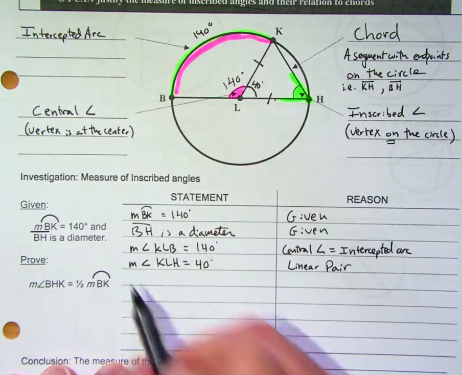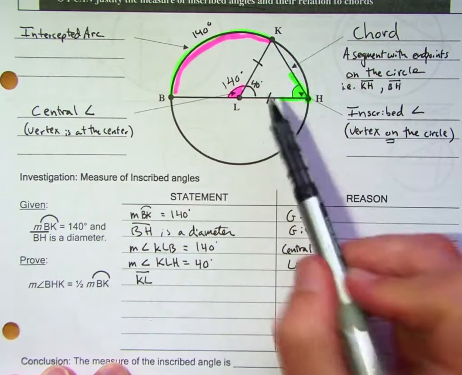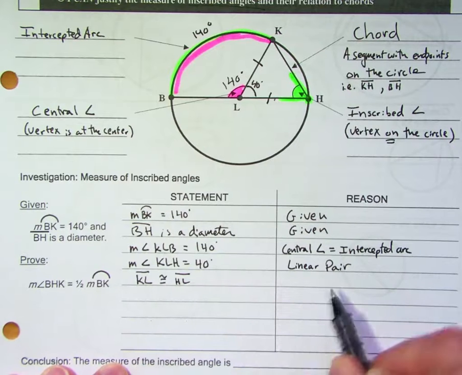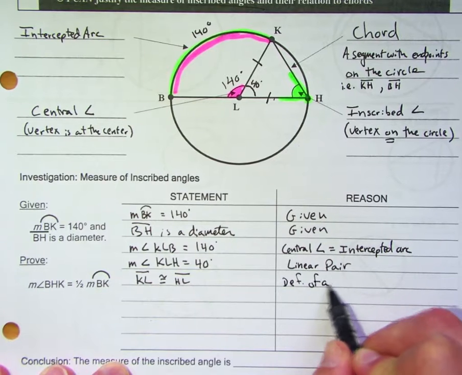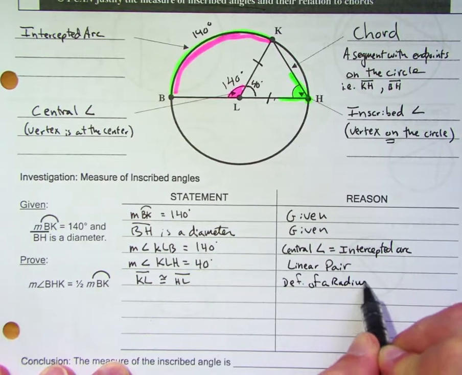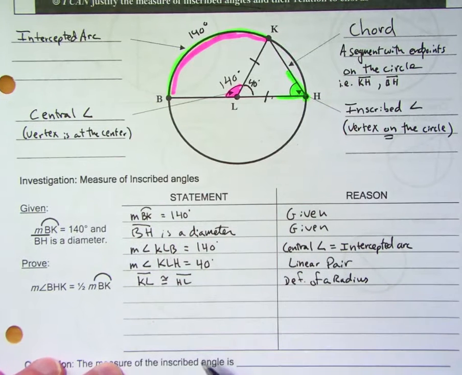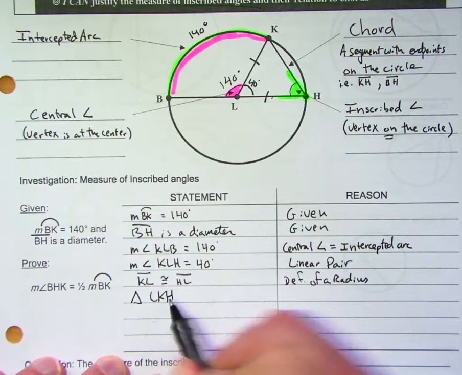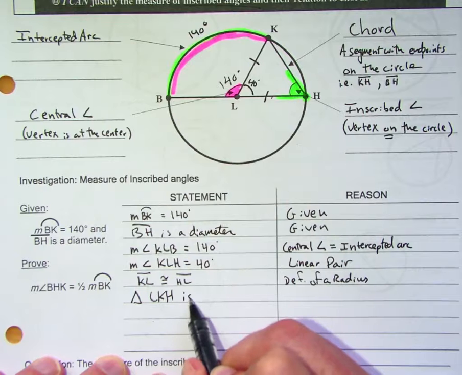So what I can do is say segment KL and segment HL are congruent. What's the reason? That's the definition of a radius. Each radius is equal to another radius. And then we made an isosceles triangle, which is great. So I can classify triangle LKH as isosceles.